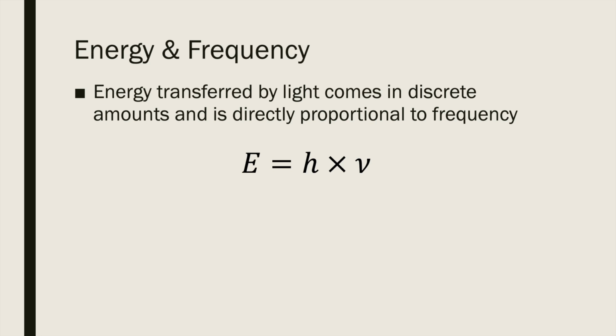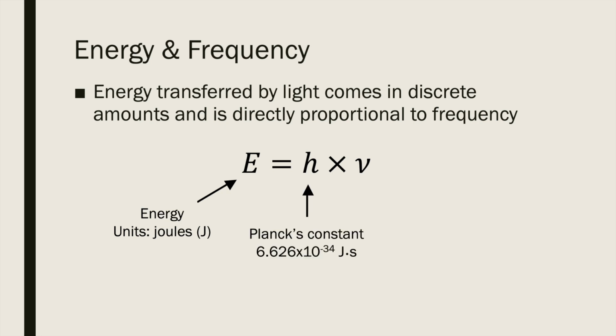And we relate the energy and frequency of light through this equation, where E represents the energy of the light in joules. h is Planck's constant. He's the guy who worked all this stuff out. And his constant is 6.626 times 10 to the negative 34th joule seconds. And of course, lastly, that is the Greek letter nu, which is what we use for frequency. And our frequency is in units of hertz, or 1/seconds.